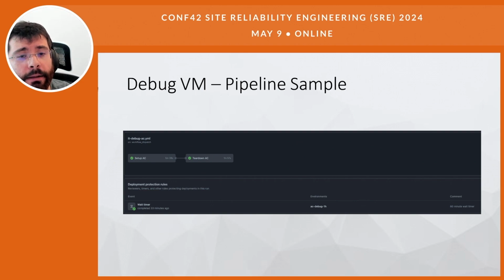Here, in the debug VM pipeline, we have an example of how the developer can set up the machine and run, for example, for 1 hour. After 1 hour, because we are using deployment environment rules from the GitHub native way, it automatically will wait for 1 hour, and then we will trigger the tear down. So you have a 1 hour window to do whatever you want inside this machine. Then later you lose access and the machine will be destroyed together with everything that was deployed in the first job.